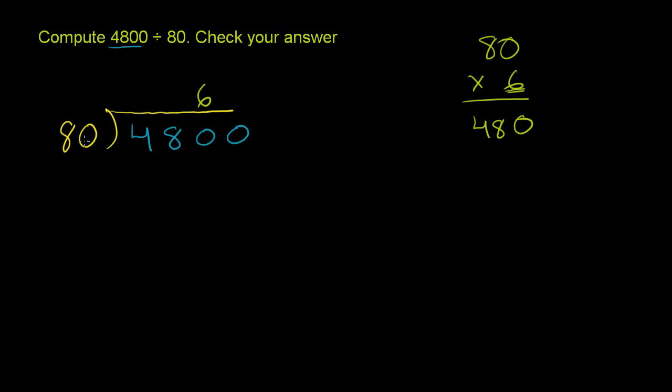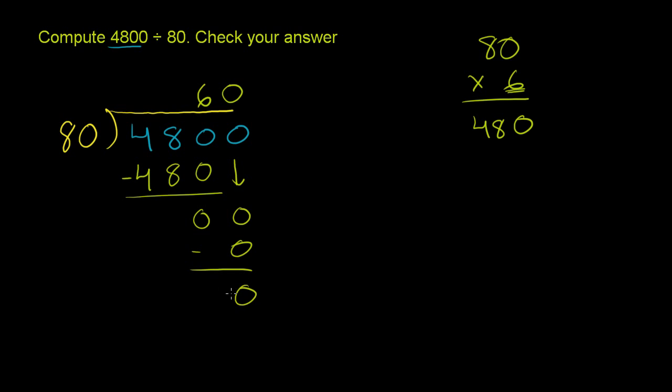Now 6 times 80 is, we already saw, 480. And then we can subtract, and we get 0. And we bring down another 0. 80 goes into 0 how many times? Well, it goes into it 0 times. 0 times 80 is 0. You subtract, you get zeros. And there's nothing left to bring down, so we're done. 4,800 divided by 80 is 60.